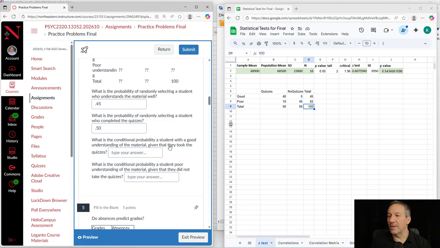Conditional probability, good understanding, given that they took the quizzes. Given that is going to be your denominator. So taking the quizzes, 50 is the denominator. Good understanding is 40. 40 divided by 50 is 0.90.